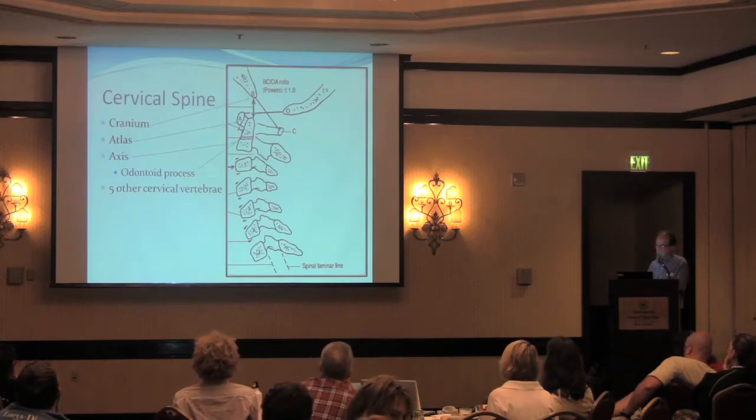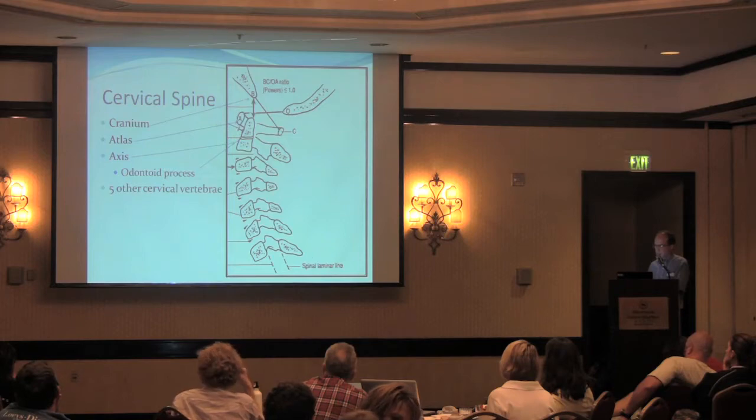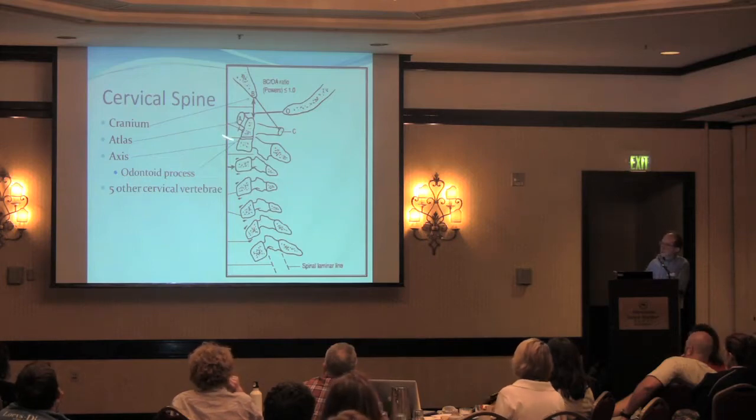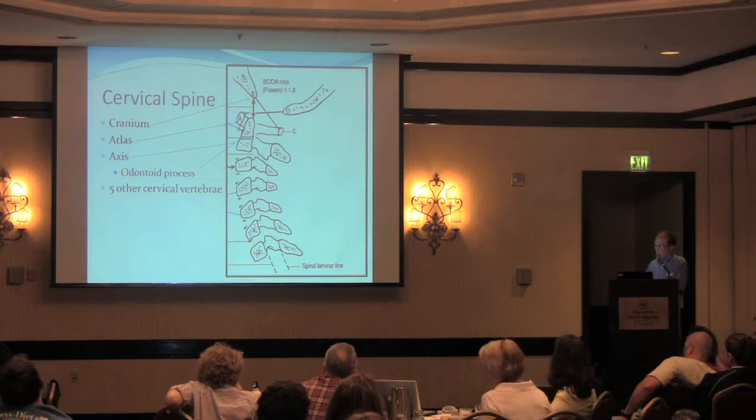And just to clarify some of the terms, some of the bones have special names. As you know, the cranium is the base of the skull and its surrounding. The atlas is the first cervical vertebra. The axis is the second cervical vertebra. And the axis also has a process called the odontoid process, which is this peg-like piece that attaches to the ring of the atlas by a ligament. And then below that you have 5 other cervical vertebrae.